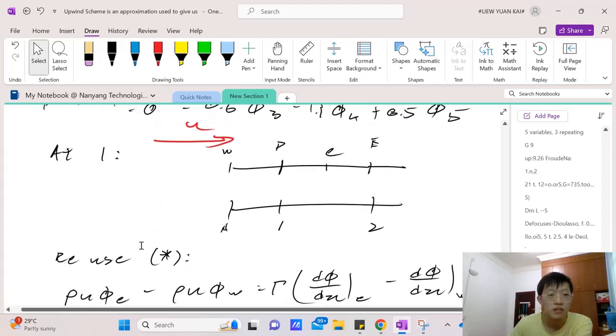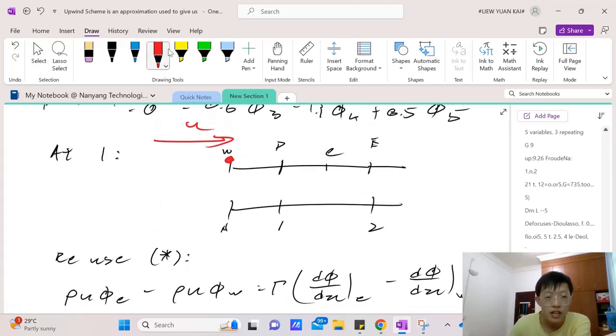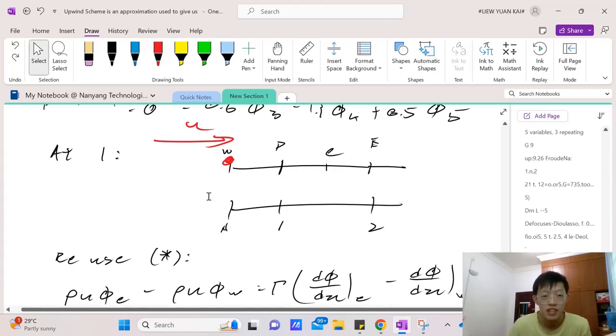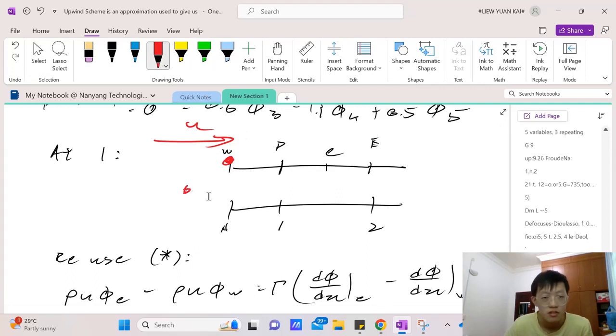Then let's have a look at phi w. Phi w, there's nothing to the right of phi w, right? There's nothing here. So we cannot use upwind scheme. Instead, we will just use the boundary condition. Because this is at the boundary, right? Remember, this is the boundary node. It's at the very end of this domain.